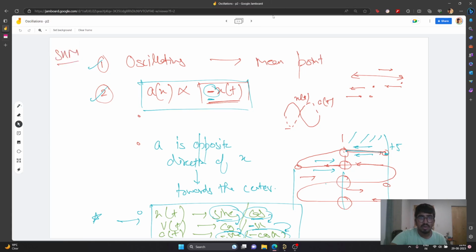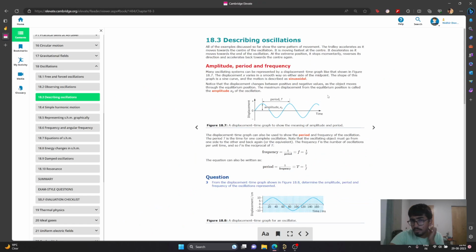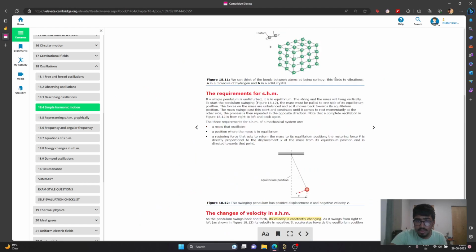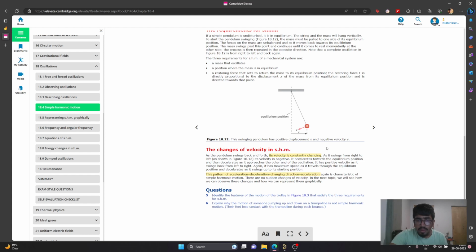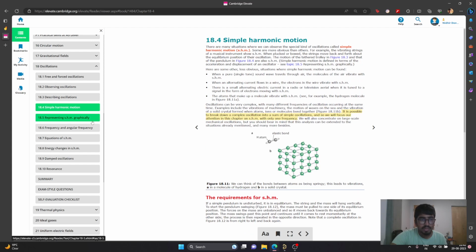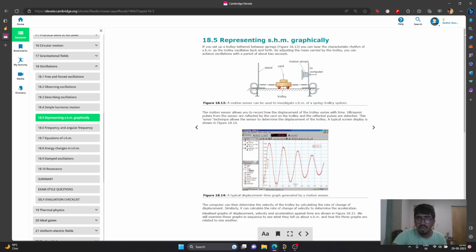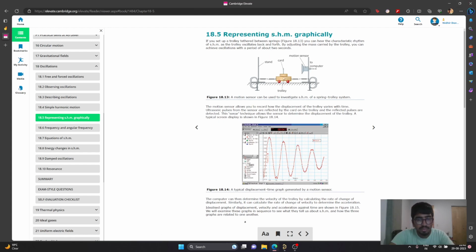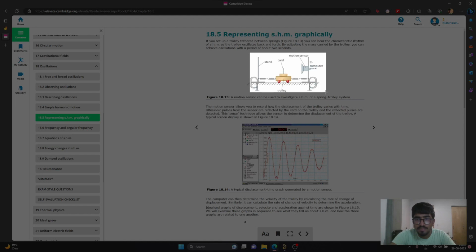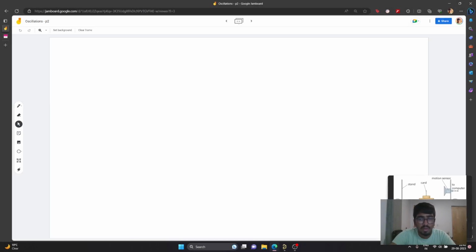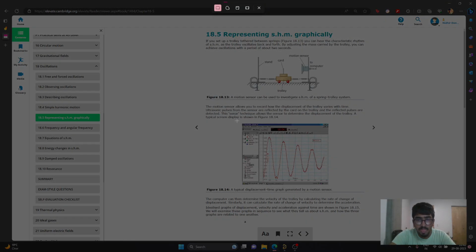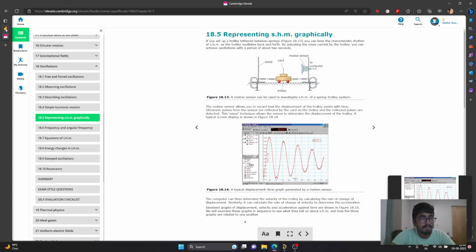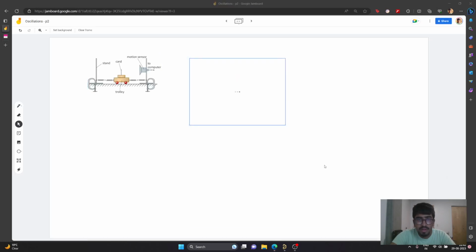Okay, let's see what a book has to say about this, and then maybe we can take it up from there. Yeah, so we talked about how the accelerations are changing. Make sure you go through the book, it offers very simple explanations for these things. So to measure these things graphically, we can do something like this. So let's observe this setup, what they have done here.